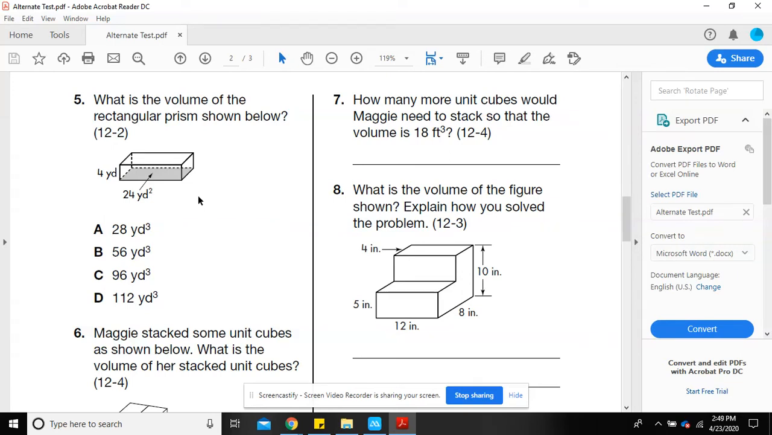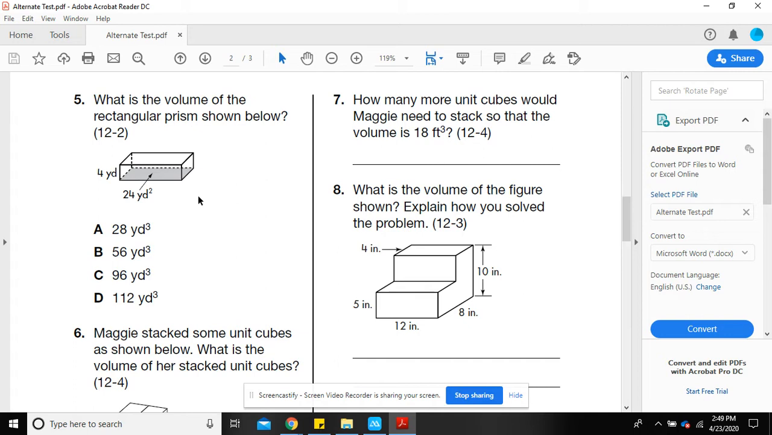Welcome back. This is the second part to my video for fifth graders showing you guys some problems on topic 12 to help you study for your test. So here we're going to start with number 5. It says, what is the volume of the rectangular prism shown below?